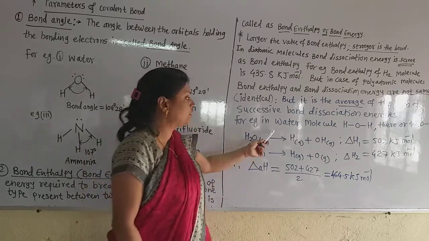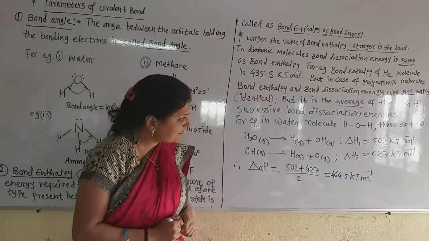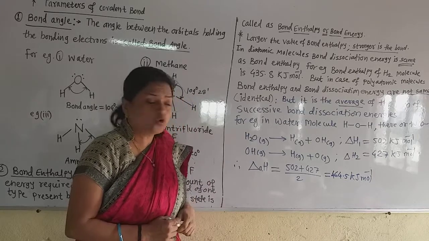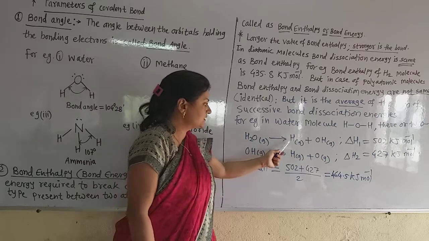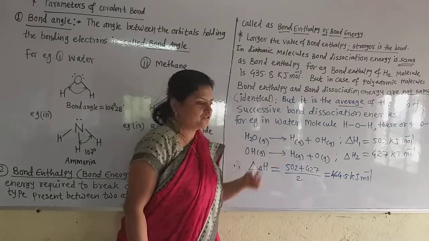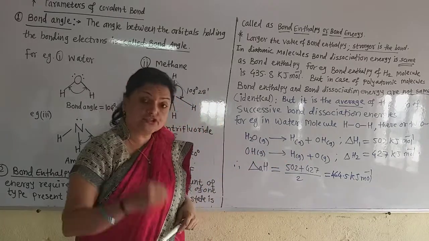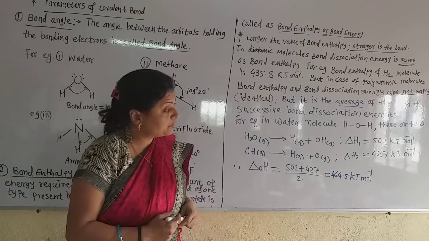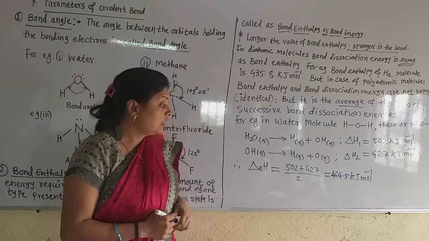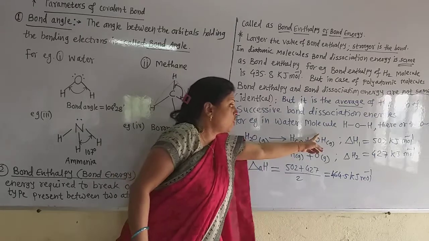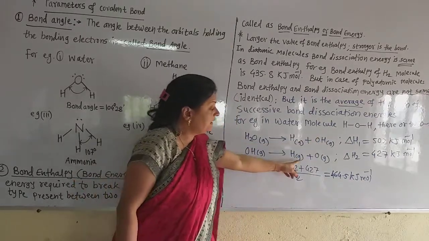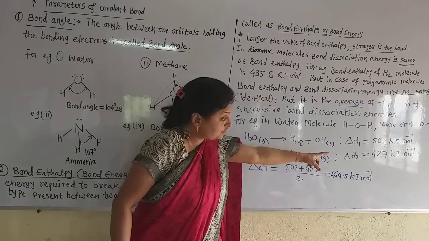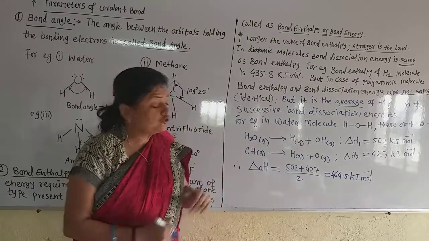For example, in water there are two OH bonds, HOH contains two OH bonds. Now if we dissociate the first OH bond, it becomes H plus OH. The bond dissociation energy to break the first OH bond is 502 kilojoule per mole. And then if we want to break the other OH bond, the bond dissociation energy is 427 kilojoule per mole.